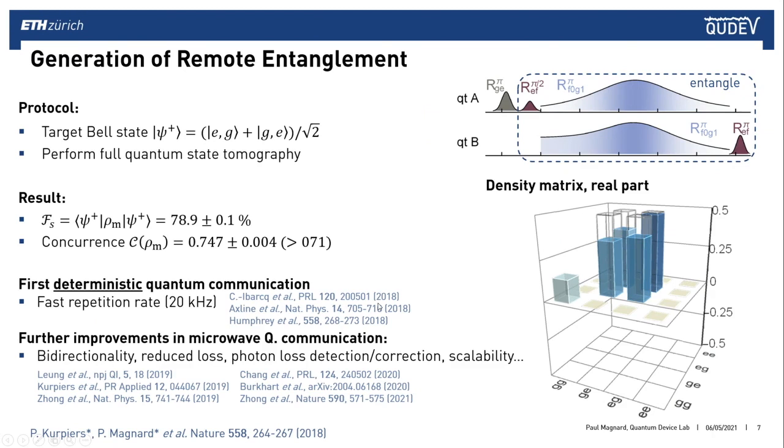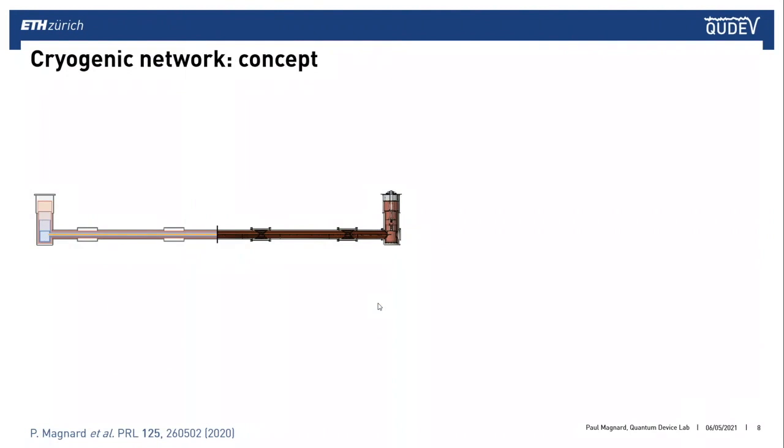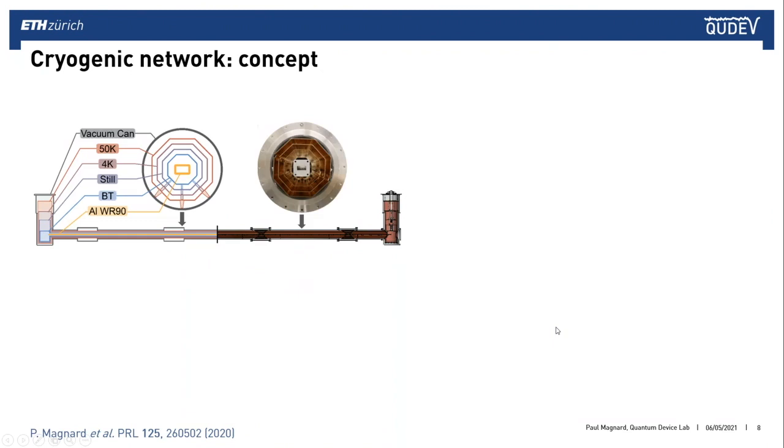And then to connect qubits housed in separate refrigerators, we developed a cryogenic link architecture of which you can see a 3D model cross-section here. The link is made of concentric radiation shields held at approximately 50 Kelvin, 4 Kelvin, 1 Kelvin for the still stage, and a base temperature of 20 milli-Kelvin. And these shields are connected to and cooled by the corresponding temperature stage of the dilution units nearby.